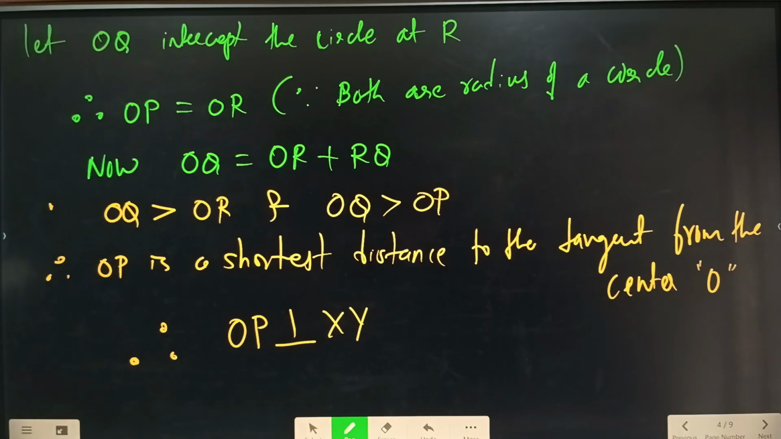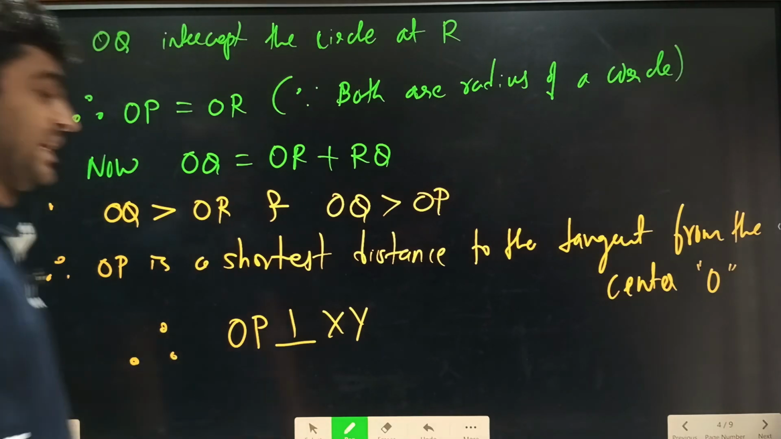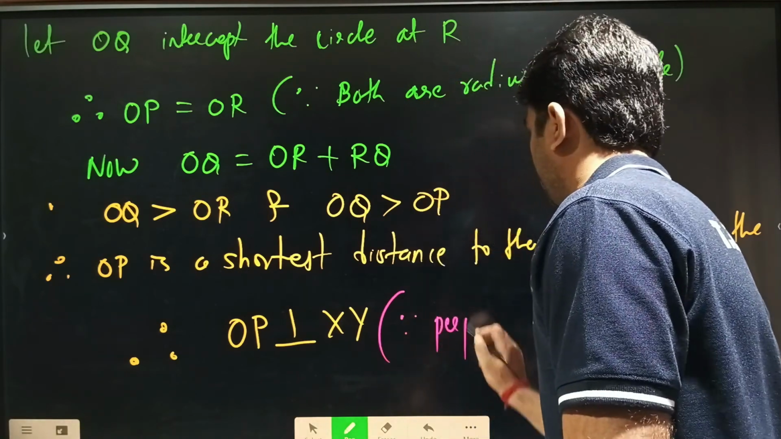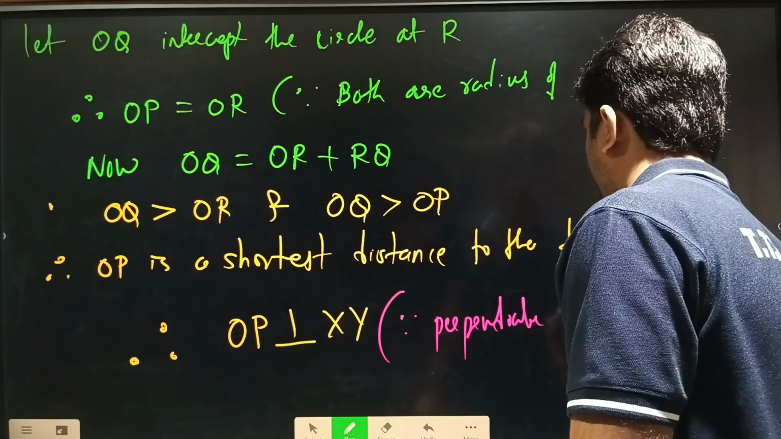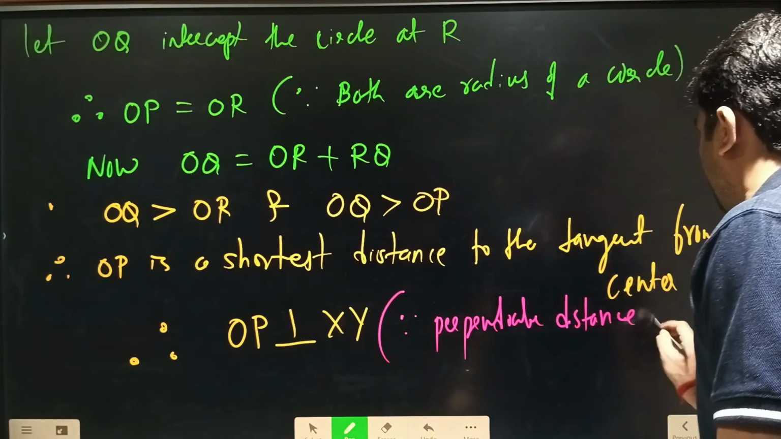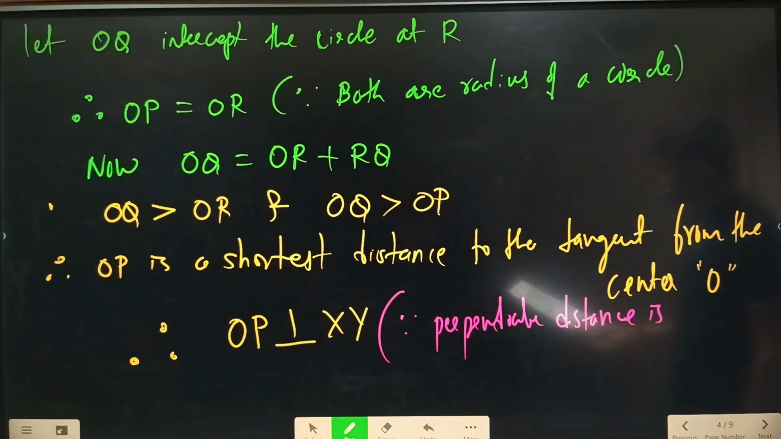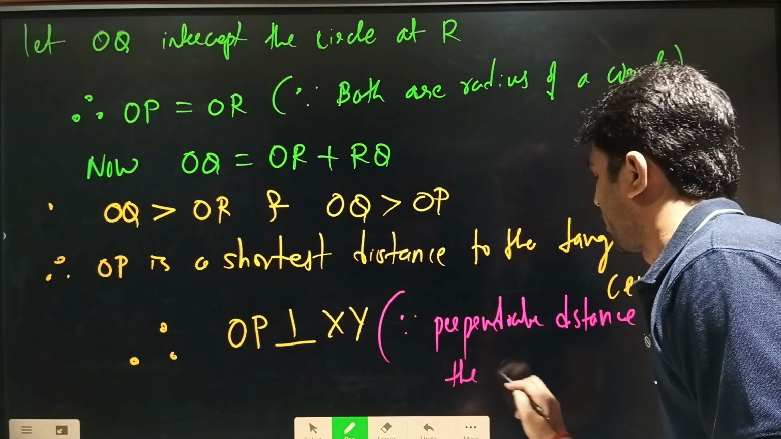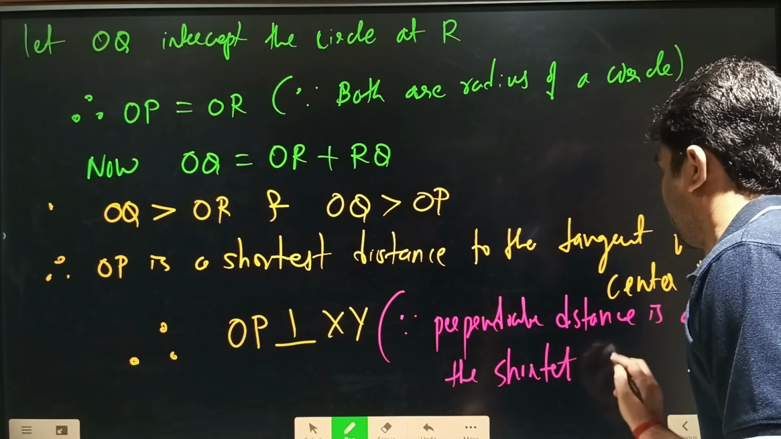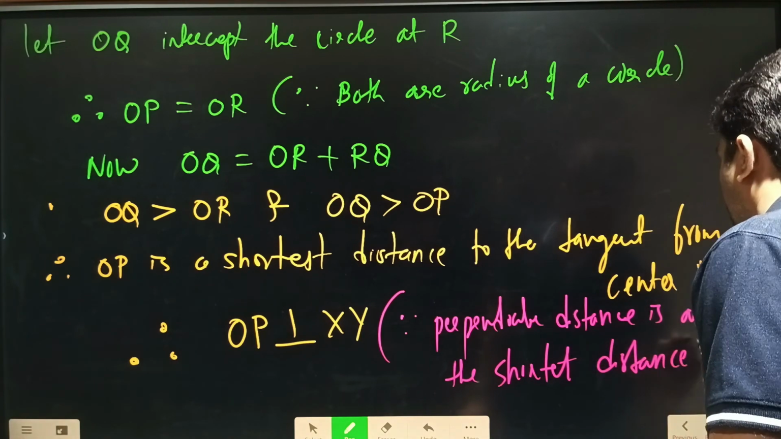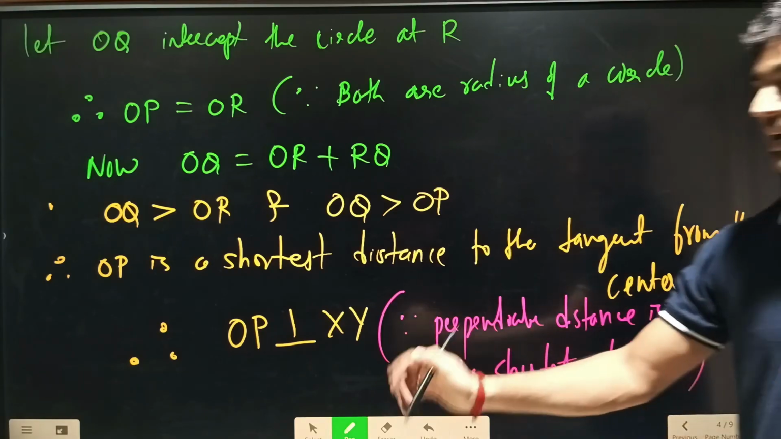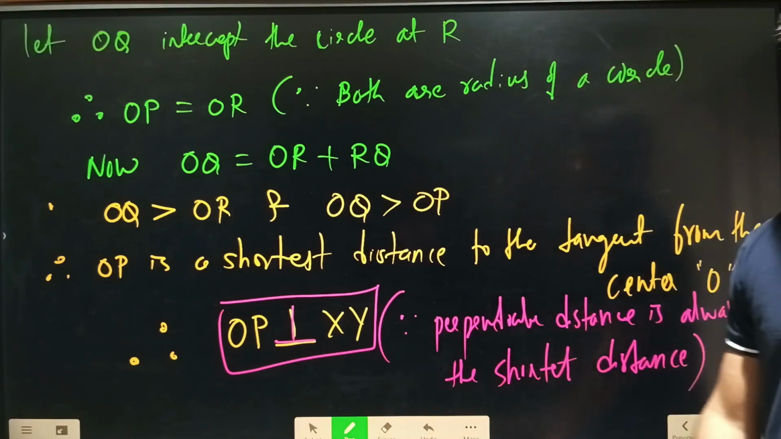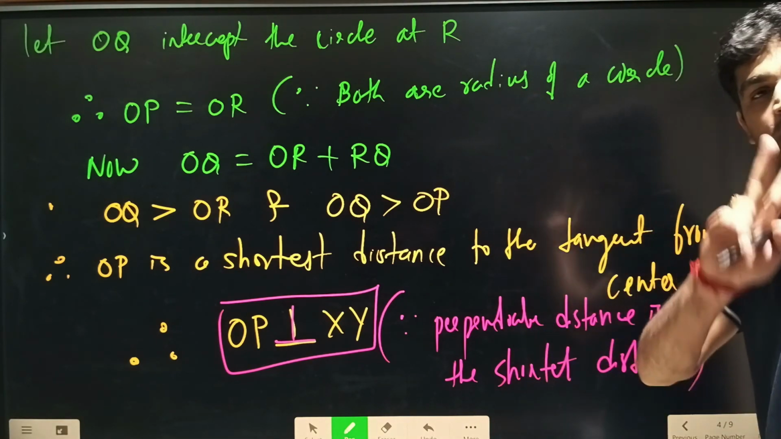That means perpendicular distance is always the shorter distance. Why am I saying this? Because perpendicular distance is the condition. Perpendicular distance is always the shortest distance. So since it is the shortest distance, we can say OP is perpendicular to XY. So from this proof, you have to observe two points here.